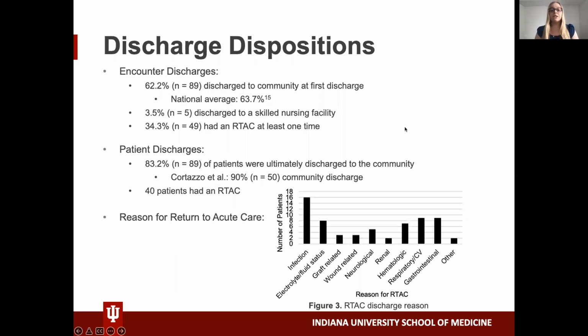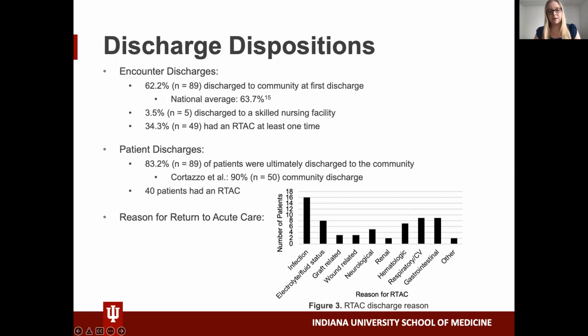So here we discuss the discharge dispositions of both encounters and patients. As you can see, most notably, 62% of encounters were discharged to the community at their first discharge, which is comparable to the national average listed here, which we found in an article published by the JAMA Network in 2018. Also looking at the patient discharges, you can see that 83% of patients were ultimately discharged to the community, which is similar to the study by Cortazzo. In the chart, you'll see the reasons for return to acute care, with infection being the highest, followed by respiratory, CV, and gastrointestinal complications.